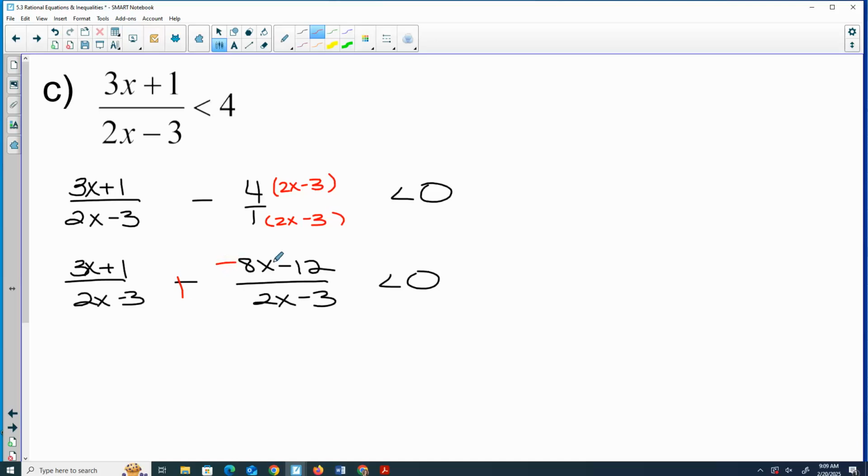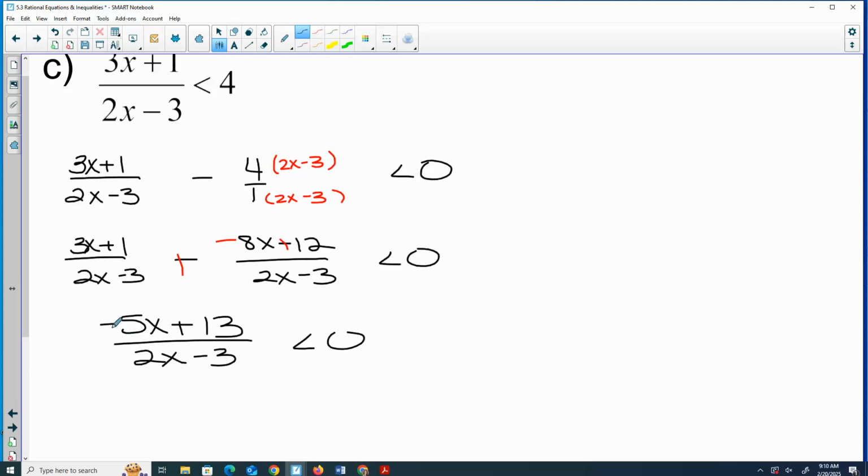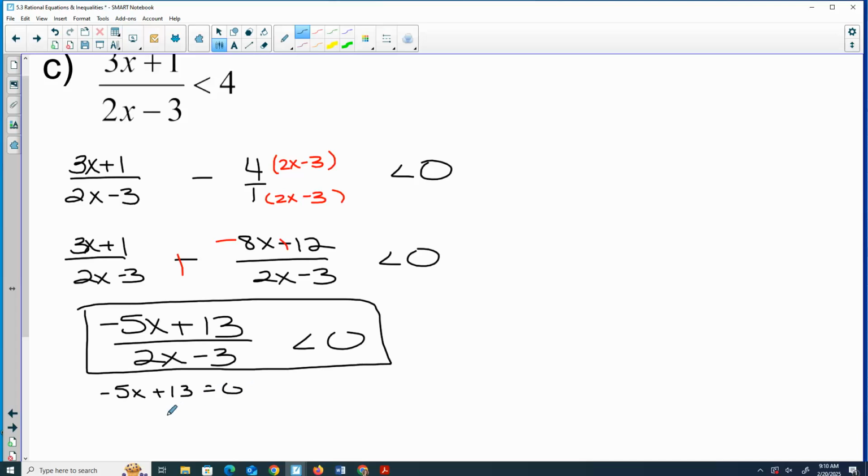Since we're subtracting, just do the negative. Then -5x plus 13 over 2x minus 3. So this is the fraction we are going to be using. We have to figure out what makes top and bottom equal to 0. Positive 13 over 5, and a positive 3 halves.